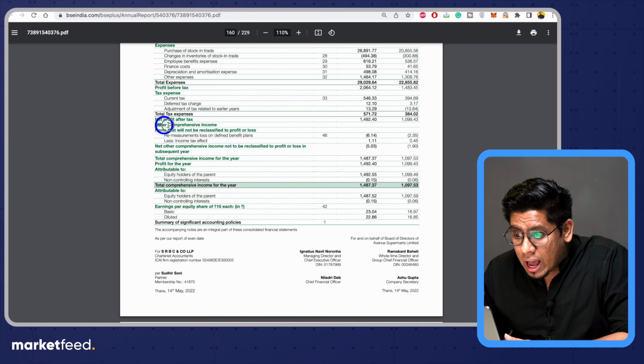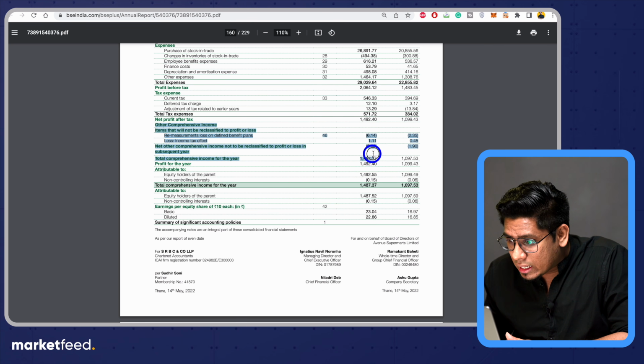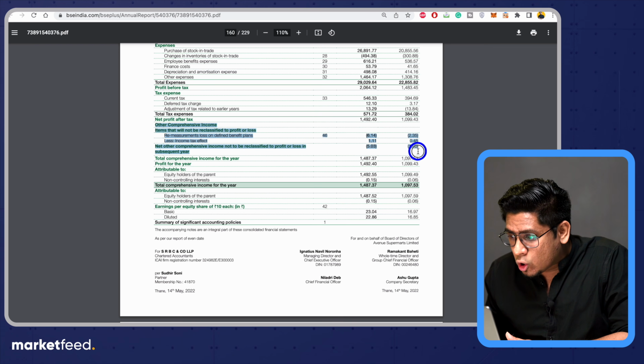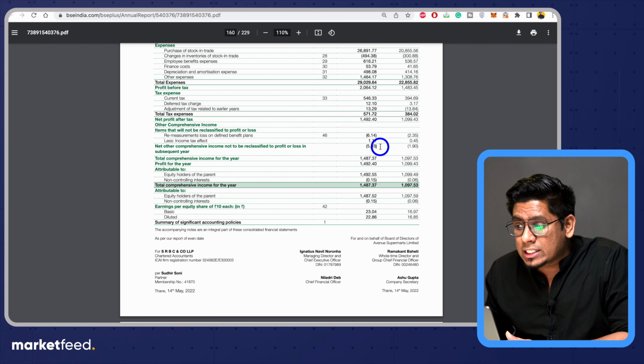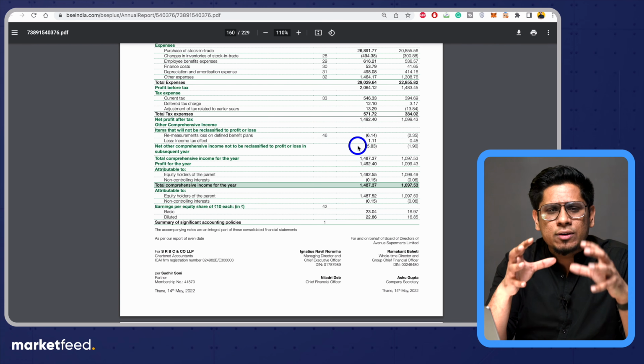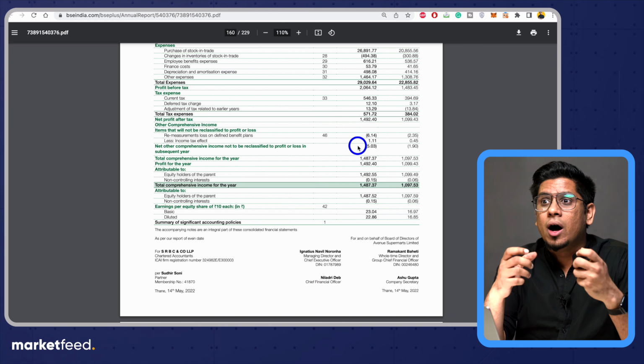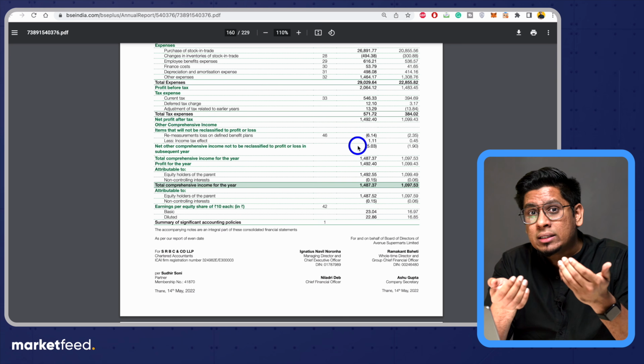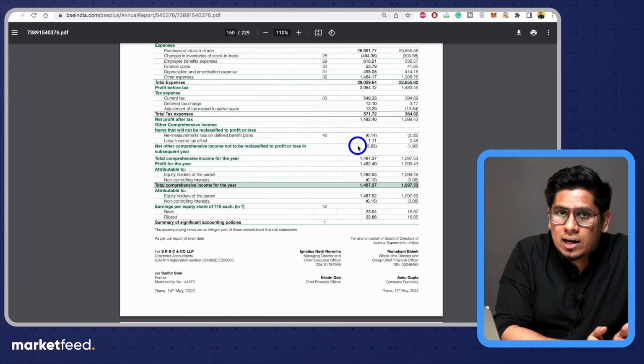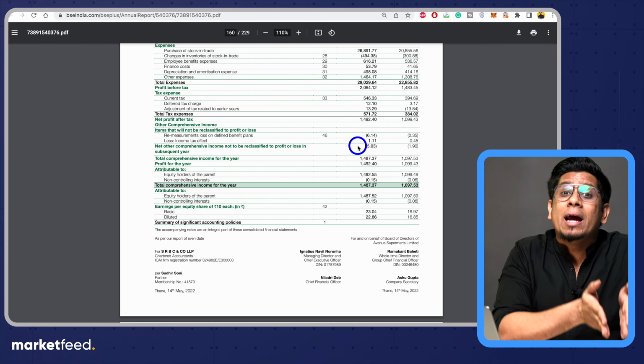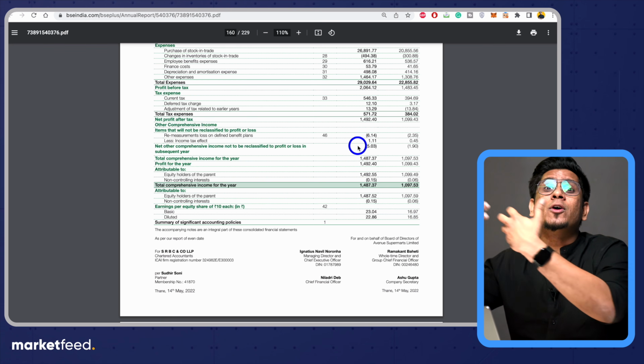So there is something called other comprehensive income. What you see here, right? Other comprehensive income is a total of minus 5 crores here. Now, comprehensive income actually consists of income and expenses which have been incurred this year, but again, those are not meant for this year. Those are meant for the next year only.